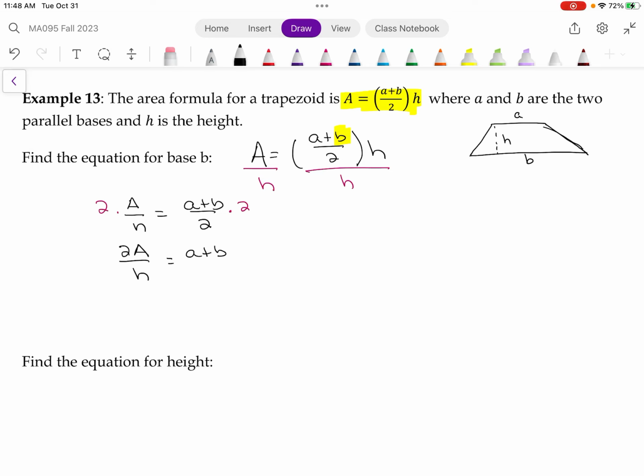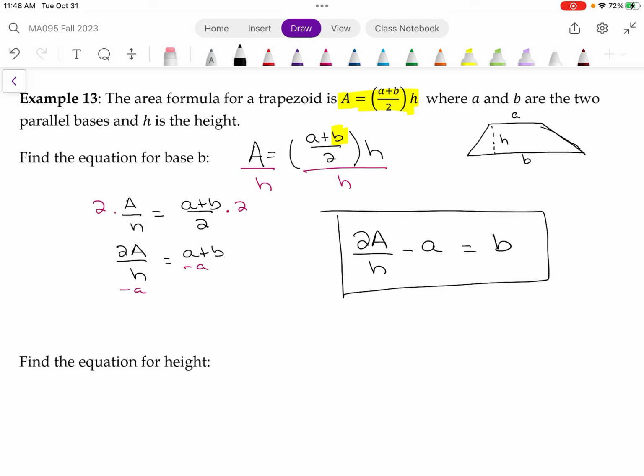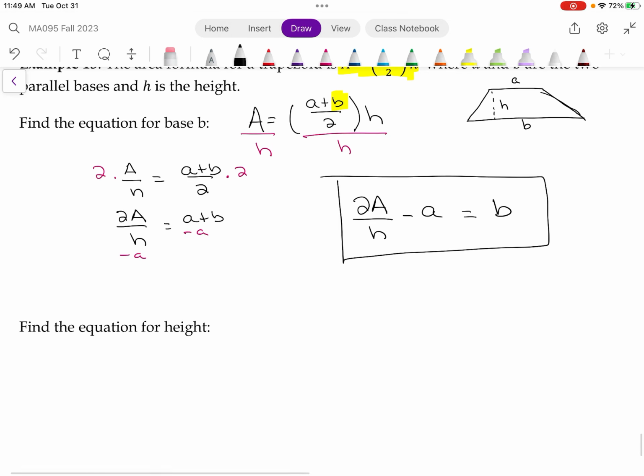Now what am I going to do to get the B by itself? Isolate it. Well, I'm just going to subtract A, and I'm going to rewrite this over to the right a little bit. So I've got 2 big A, the area, over H, minus the leg length A equals the leg length B. And that's the formula to find B. Now see if you can figure out how to do the one for height if you haven't done it yet.